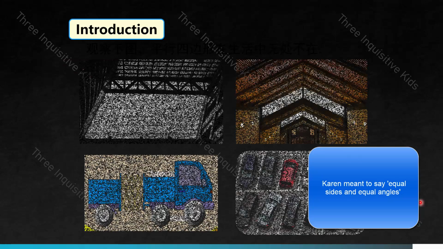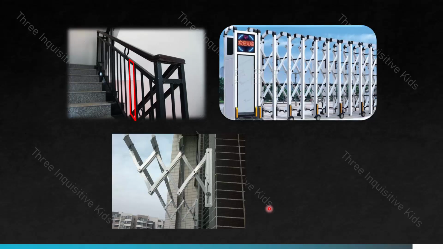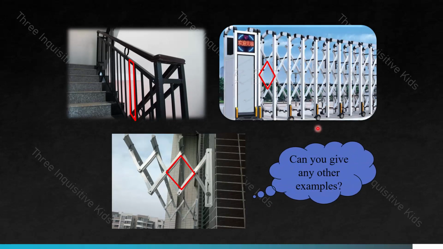So here's our introduction. We have multiple different scenes from real-life scenarios. So we can find parallelograms all the time. Here, here, here, and even in parking lots. We can find them on staircases. Can you give any other examples?